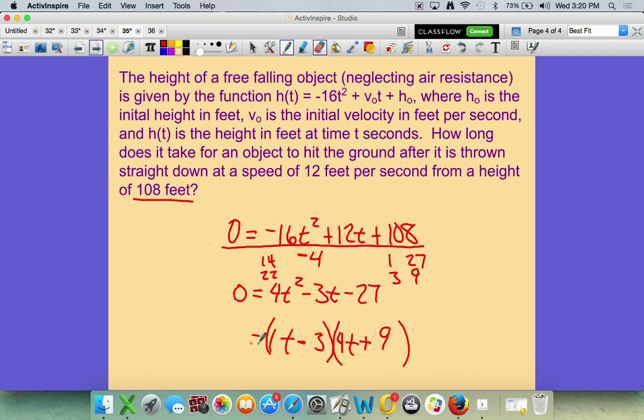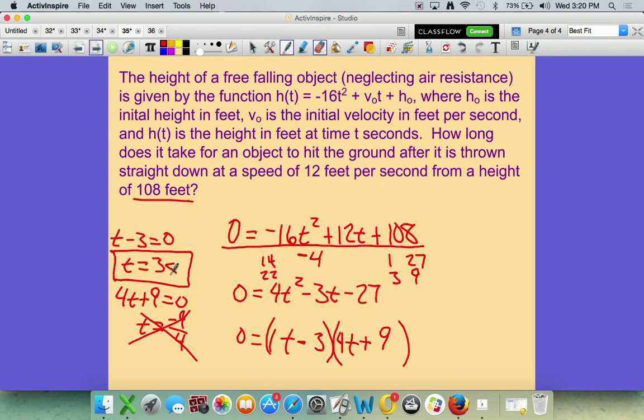Now we just have to set these equal to 0. t minus 3 equals 0, so t would equal 3. 4t plus 9 equals 0, subtract 9, divide by 4, negative 9 fourths. So what's our answer? Well, t stands for time. We can't have a negative time, so our answer is 3 seconds.